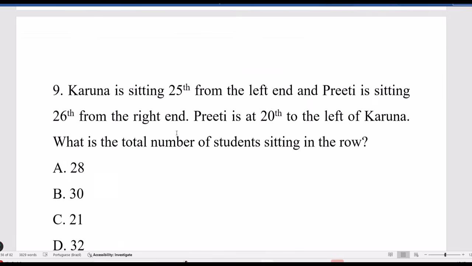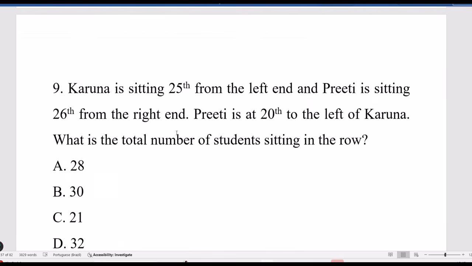Okay, ranking related. Karun is sitting 25th from the left. Preeti is 26th from the right. Preeti is 20th to the left of Karuna. Then what is the total number of students sitting in the room?